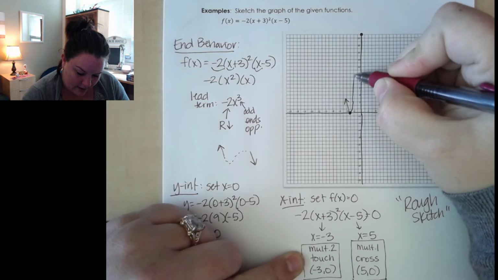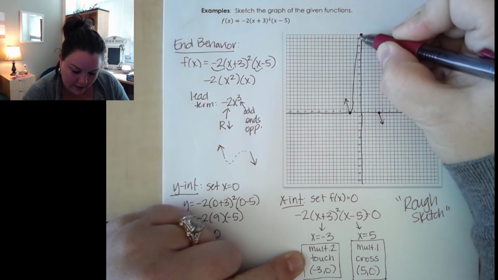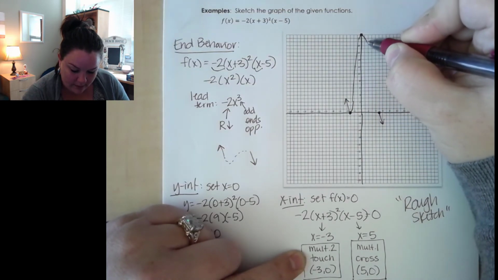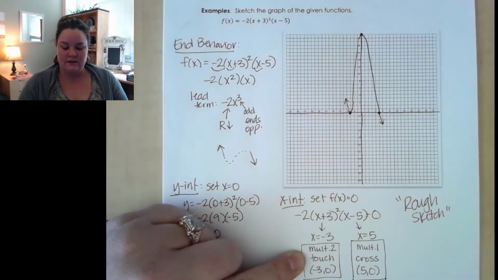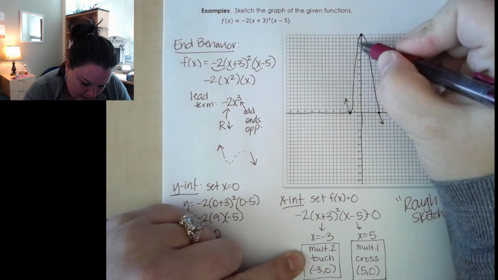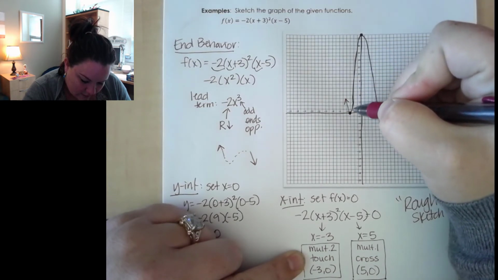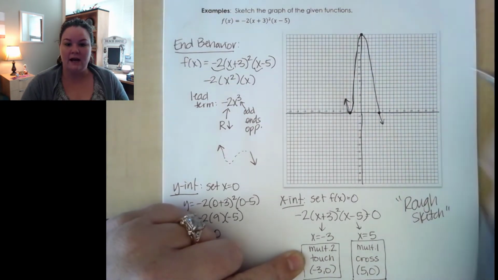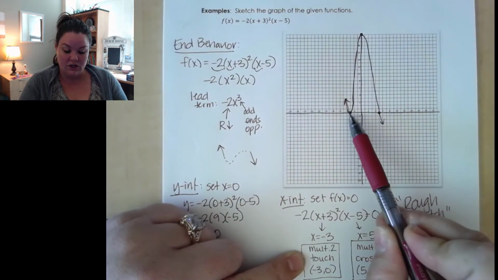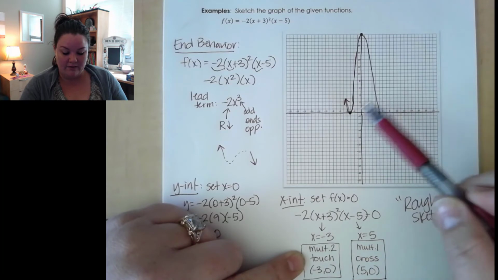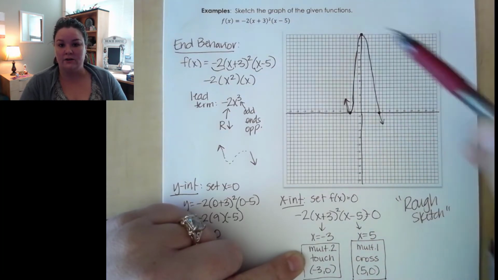I'm going to go up here and go through my y-intercept and then bring it back down, and when we get to 5, it crosses. Okay, so that is going to be our rough sketch of this function. Again, I'm looking to make sure you have the correct intercepts, that they are touching or crossing, and that you have the correct end behavior and y-intercept.